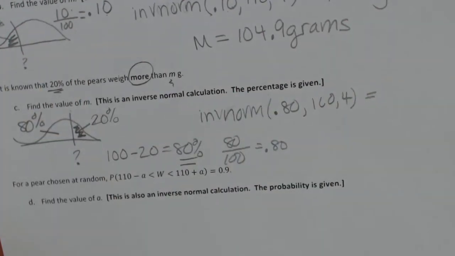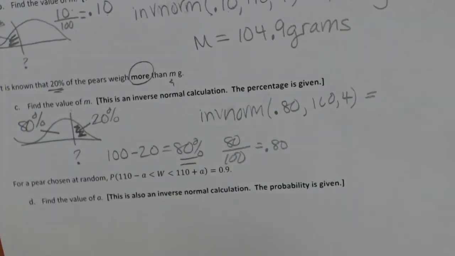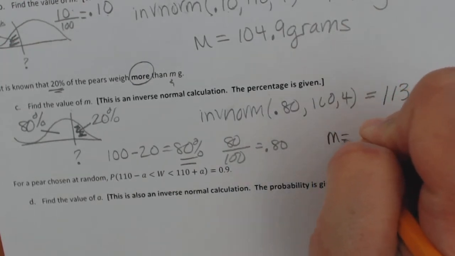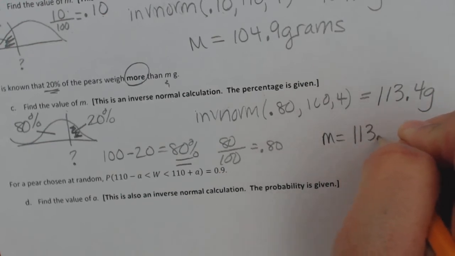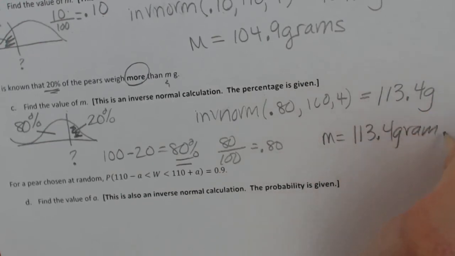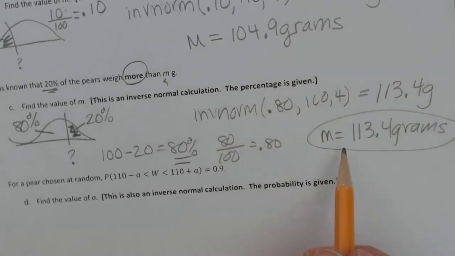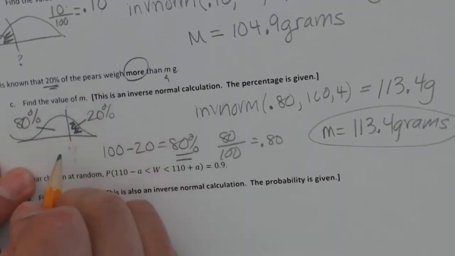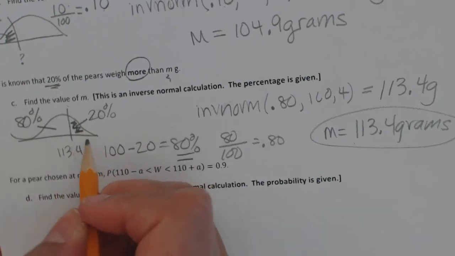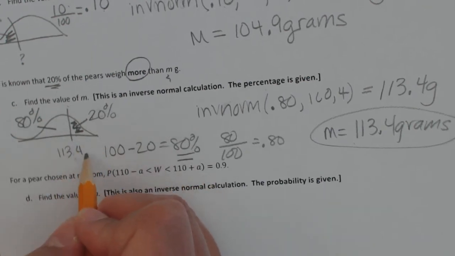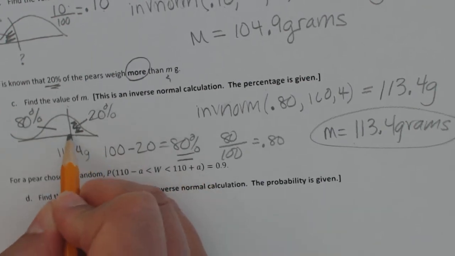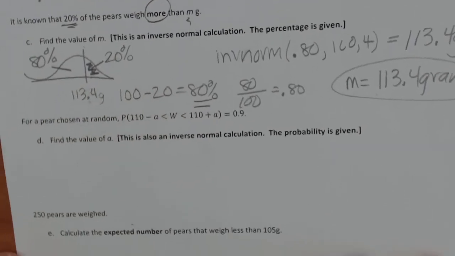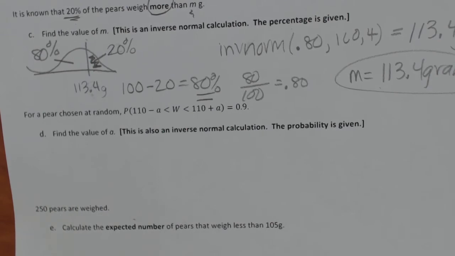So that number comes out to be 113.4 grams. So M equals 113.4 grams. So that means that at 113.4 grams, that's the number that's actually here, 113.4. 20% of our pears weigh more than 113.4 and 80% weigh less. That's what that means. Okay, let's go to D and E.